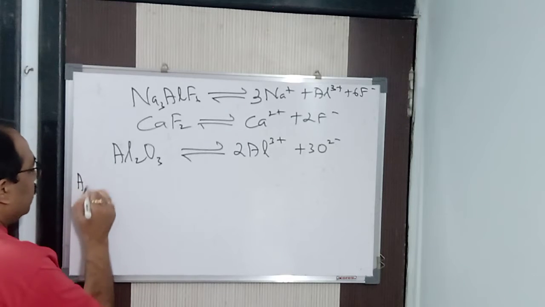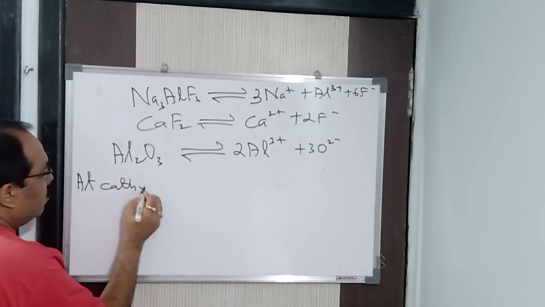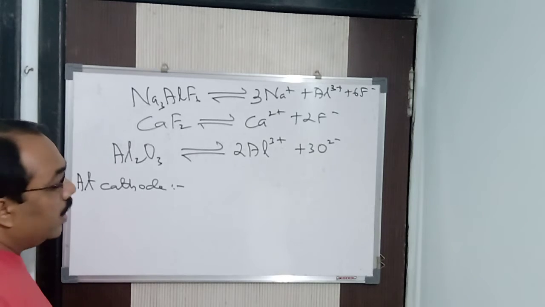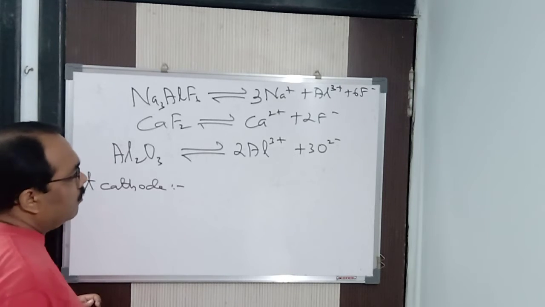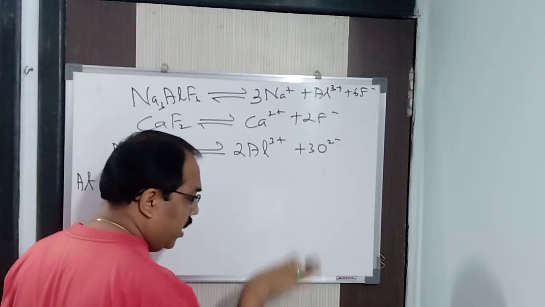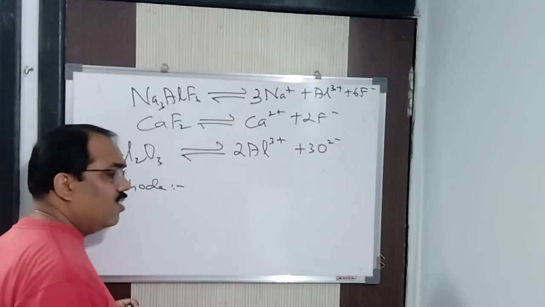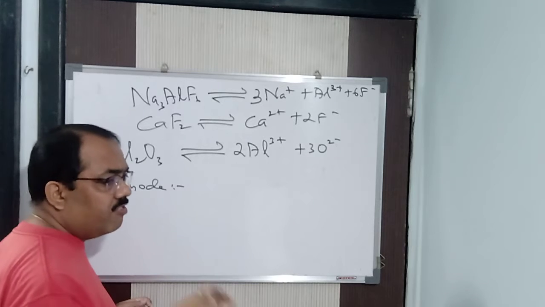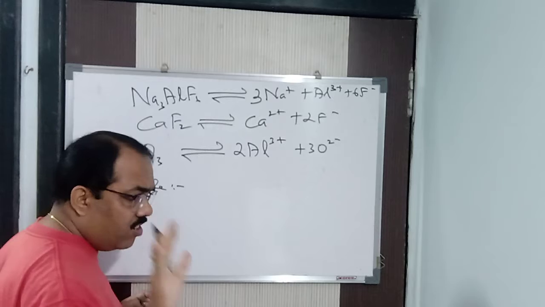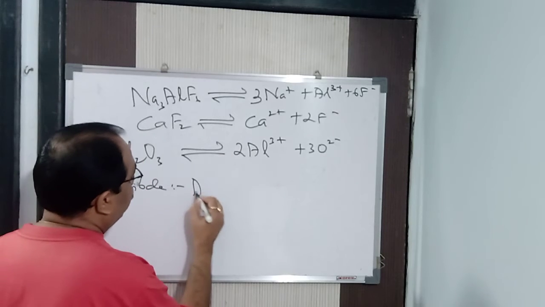Now at cathode, which will go at the cathode? According to the electrochemical series which you have studied in electrolysis, aluminium is lower compared to sodium and calcium. The one which is lower in the electrochemical series gets the first preference to get deposited at the respective electrode. So aluminium will get the first preference.